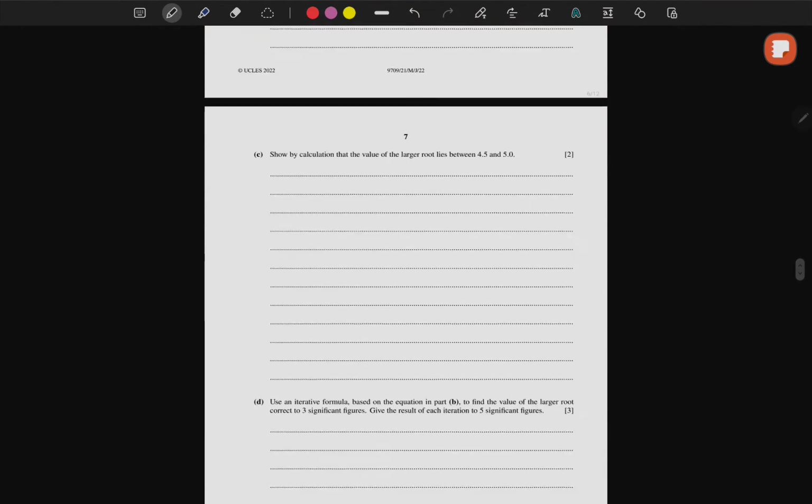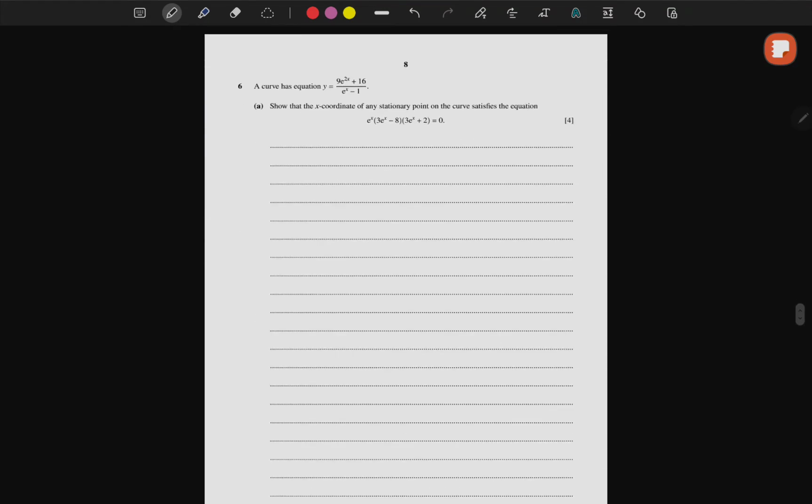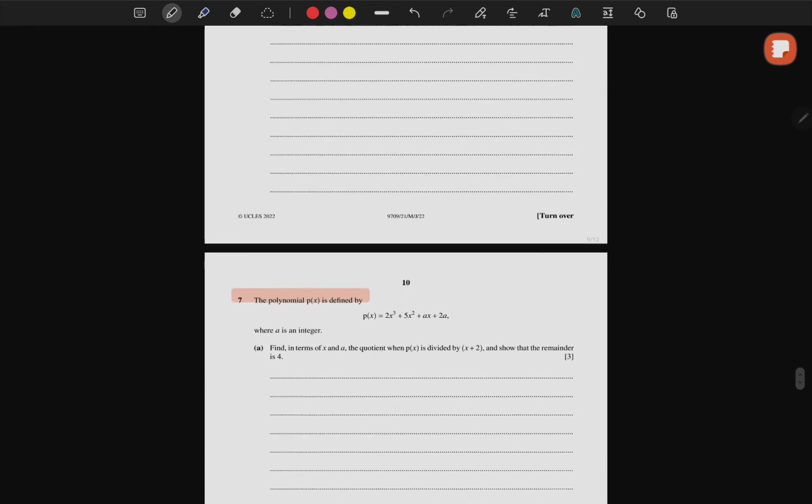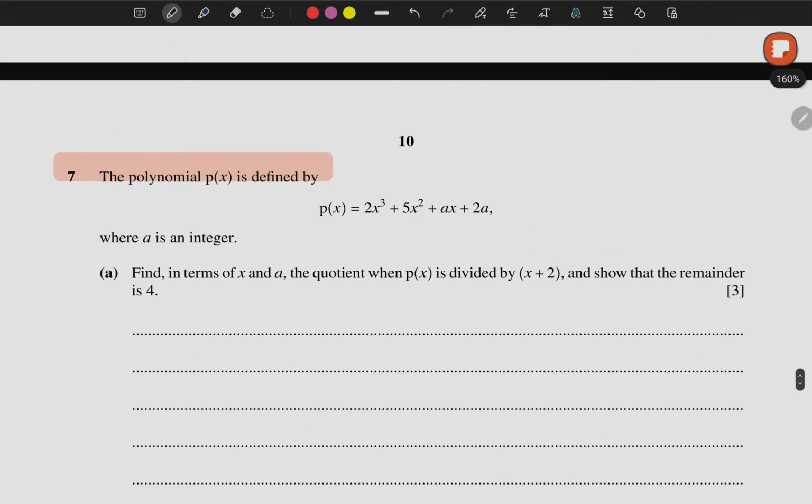And we move on. I think we have one more question to go over in this video, and you can see so far it hasn't been too bad. I also just found this polynomial question. It says question 7, the polynomial p of x is defined as 2x cubed plus 5x squared plus ax plus 2a, where a is an integer that presumably we're going to find sooner or later. But it says, find in terms of x and a the quotient when p of x is divided by x plus 2, and show that the remainder is 4.